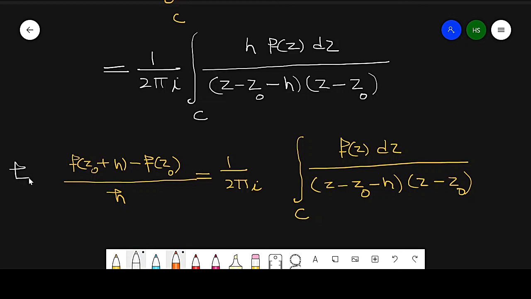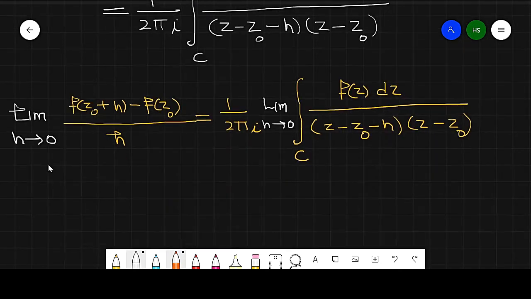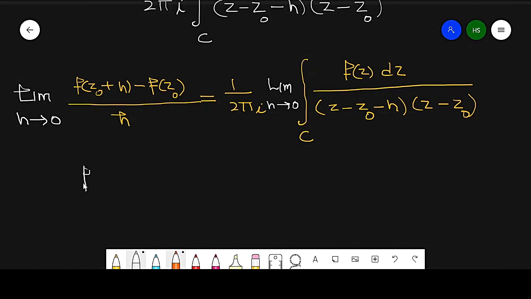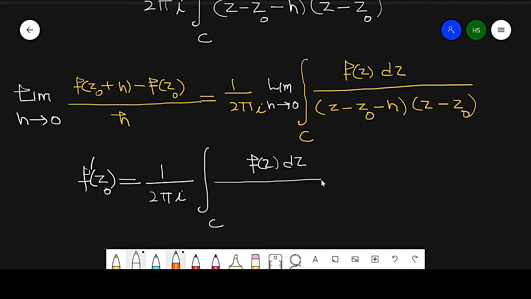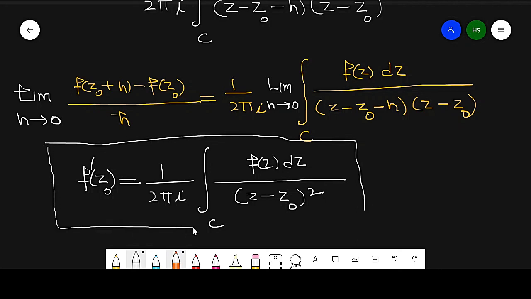Now taking limit on both sides, limit h approaches 0. So what we see is that this is the derivative of the function at point z naught, and this value is equal to 1 by 2 pi iota integration c, f z into dz, since h approaches 0, this will become z minus z naught. So this total will become z minus z naught raised to power 2. So this is our result. It is the derivative of the function at the point z naught.